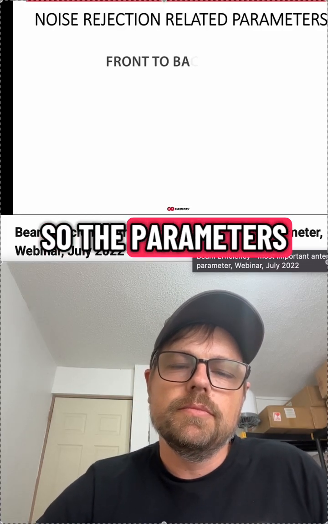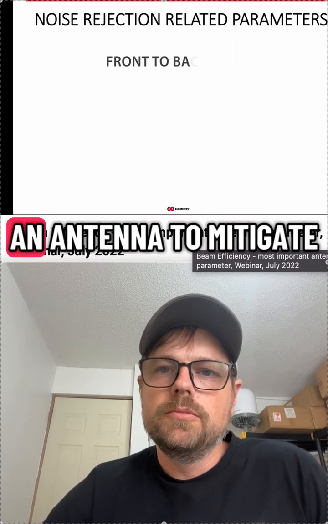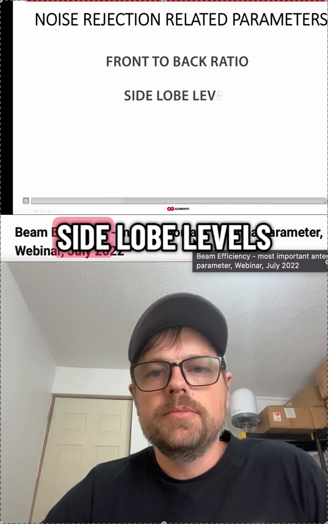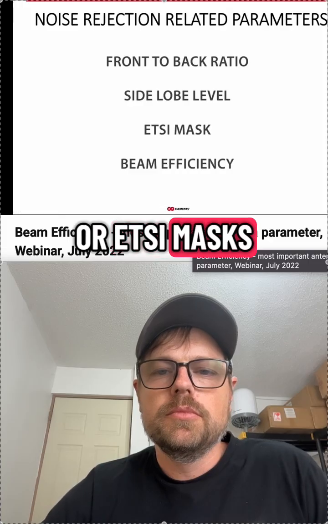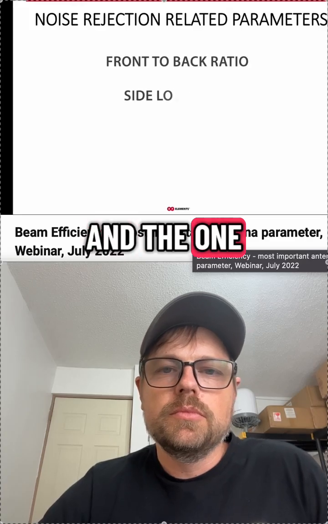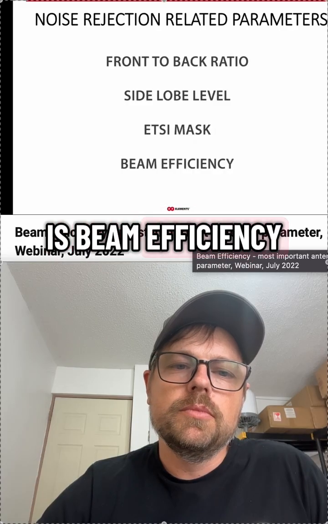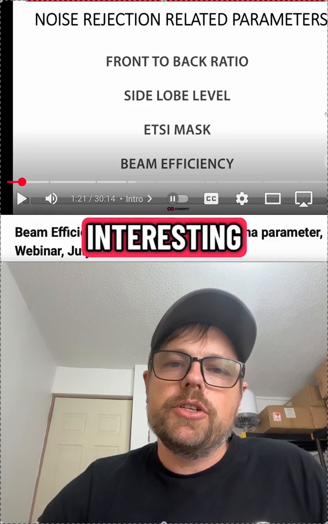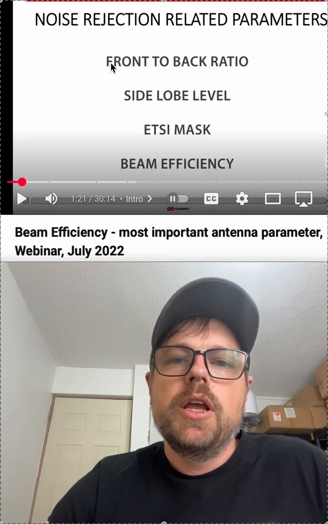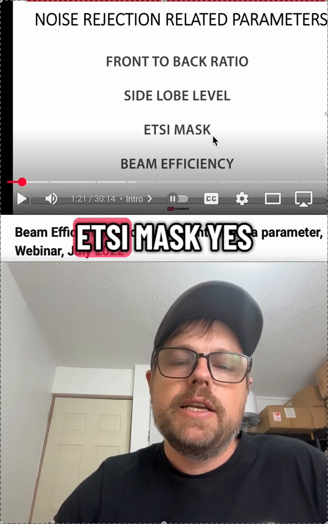So the parameters that are usually considered relevant when speaking of the ability of an antenna to mitigate interference are front to back ratio, side lobe levels, or ETSI masks. These you most likely know or at least heard about. The one that RF Elements believe is the most important one in terms of noise suppression is beam efficiency. So this is interesting. It says these are the noise rejection related antenna parameters. And he lists out front to back ratio, yes. Side lobe level, yes. ETSI mask, yes.